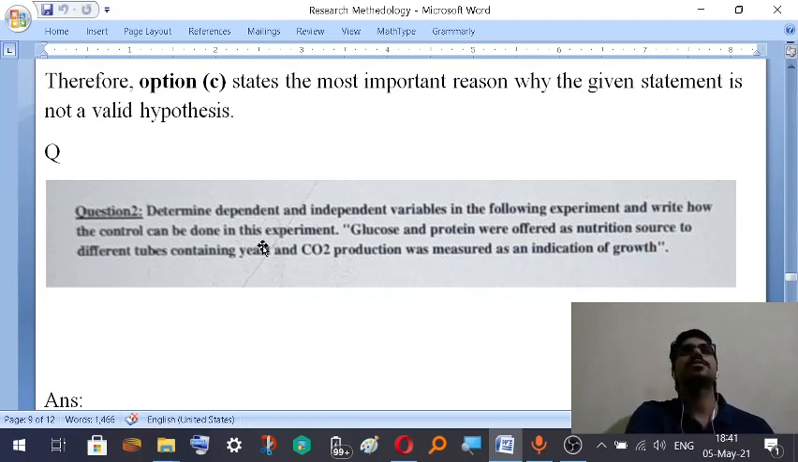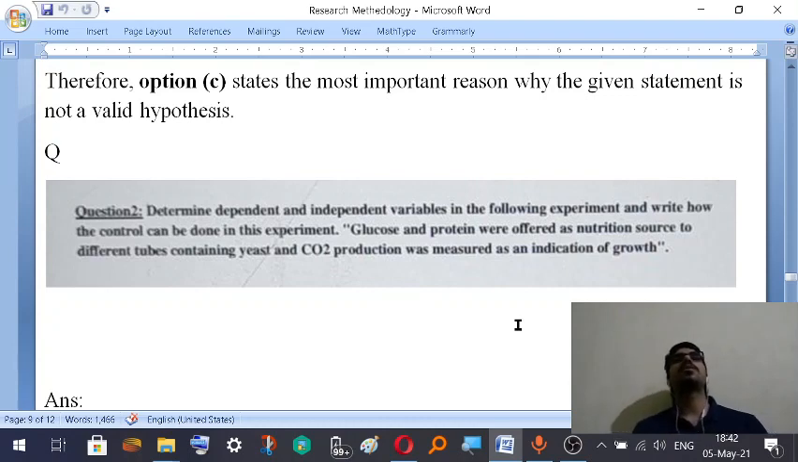By looking at this statement, we are sure that glucose and proteins are independent variable, because these are something which we can control, like we can increase the quantity of glucose and protein or we can decrease the quantity of glucose and protein. And the dependent variable is growth of the yeast, because we cannot directly control the growth of the yeast. However, by increasing or decreasing the quantity of glucose and protein, we can influence the growth of the yeast.